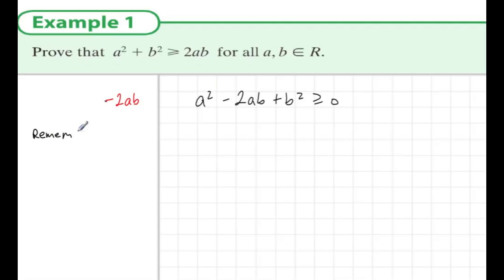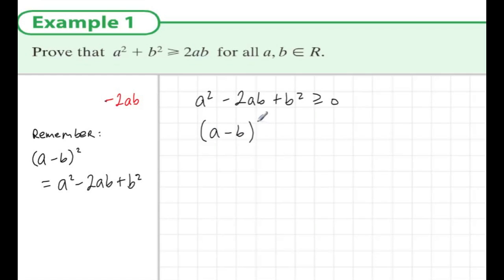But we might recognize this, because you might remember that (a minus b) squared, if you expand that, you get a squared minus 2ab plus b squared. So we can rewrite the left-hand side as (a minus b) squared. But anything squared can't be negative, so it has to be greater than or equal to 0, which is true.